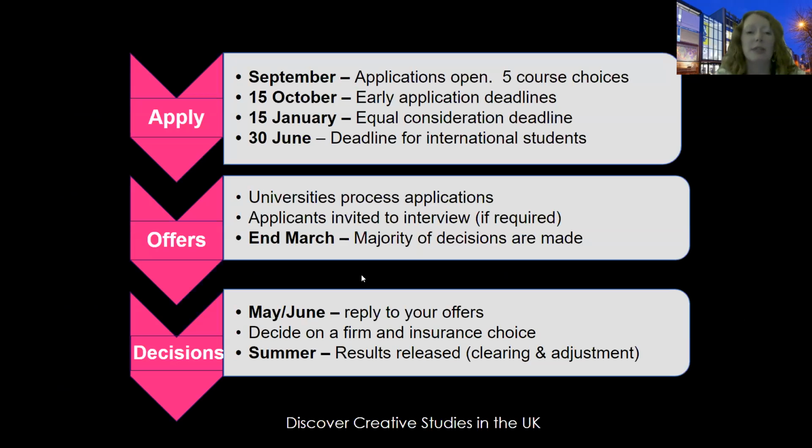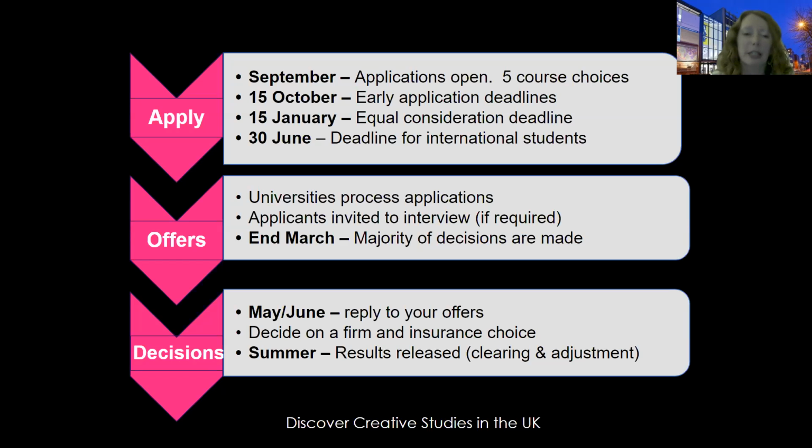And this is just a bit of a timeline of the process, just to lay it out. So in September, applications will open for the following September, and you can make up to 5 course choices. The 15th of October is the early application deadline, but for creative courses, you don't have to worry about this one. This is normally for people applying to Oxbridge or for medicine and veterinary courses. So for people applying for creative courses, that wouldn't apply.